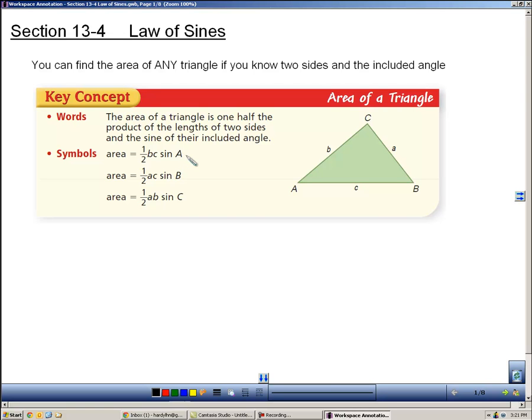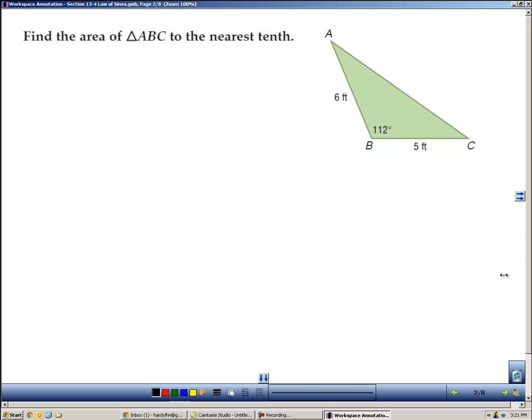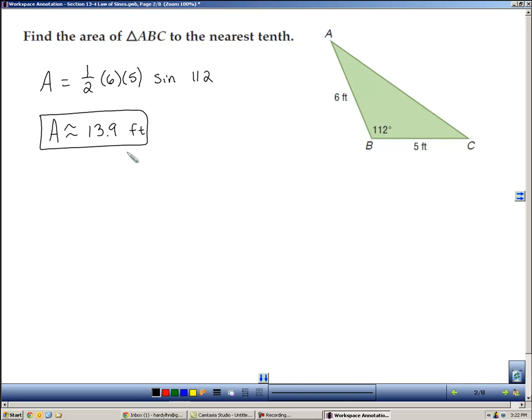So let's see what this formula looks like in action. Here's an example. I know what angle B is, and I know that the sides on either side of angle B are 6 and 5. So I can find the area of this triangle by doing 1/2 times the two sides, the 6 times the 5, times the sine of the angle that's between them, so the sine of 112. And so this is just a calculator problem. Type that in and find the area of the triangle. So here it is, and it's an approximate answer. 13.9 feet is the area of the triangle.